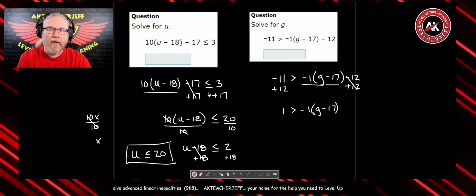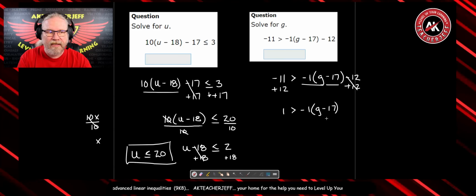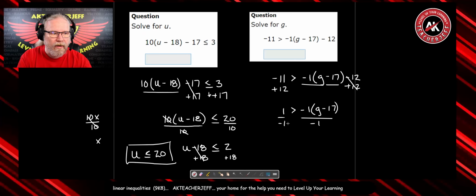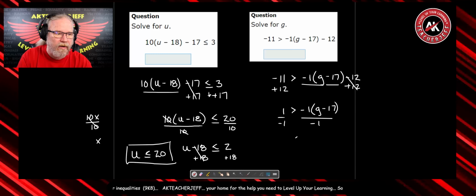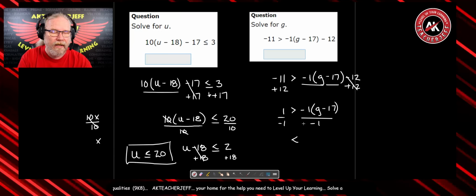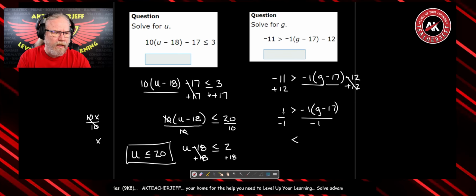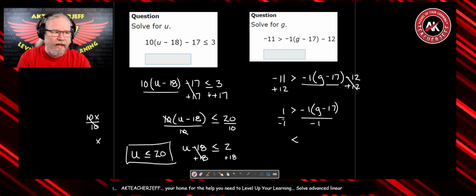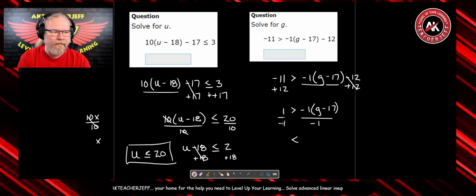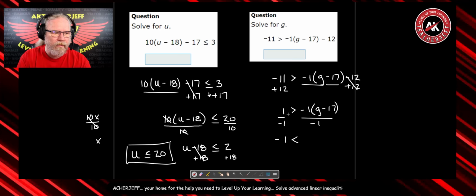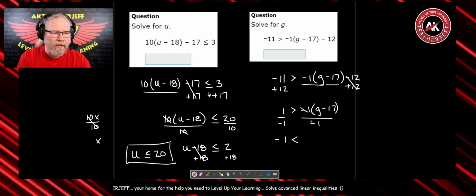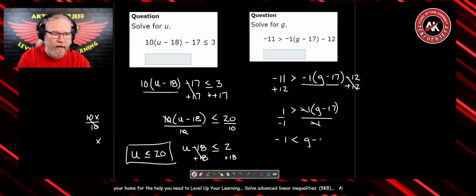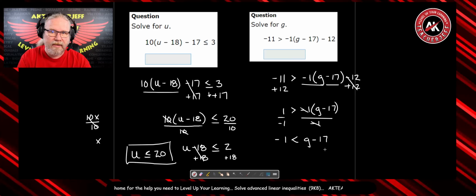Now I have negative 1 being multiplied times the quantity of g minus 17. So let's go ahead and divide by the negative 1. What we do to one side, we do to the other. And we just divided by a negative, so let's go ahead and flip that sign now before we do anything else. Positive 1 divided by a negative 1, let me double check, yep, this is going to give me a negative 1. The negative ones here are going to cancel each other, and I'm left with what's in the parentheses there, which is the quantity of g minus 17. I can go ahead and get rid of the parentheses at this point.